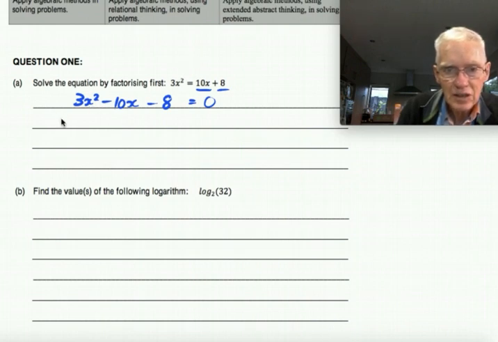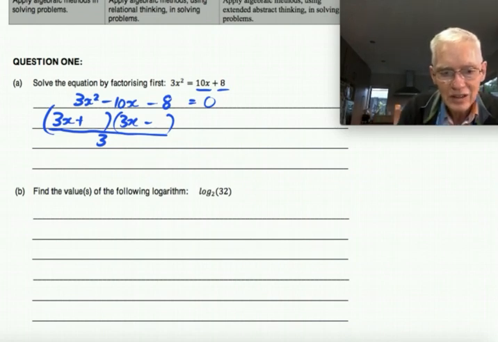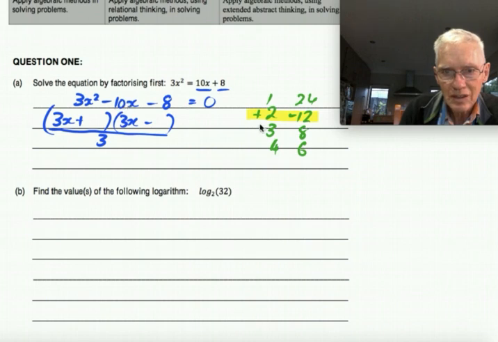You'll need the ACC method or another method. I prefer to use 3x and 3x divided by 3, because 3x times 3x is 9x squared, and we've only got 3 there. And then I have a negative there, so it's plus and minus. Then I list the factors of 24 down the side. I need one times the other to make negative 10. So I can see that 2 times negative 12 is negative 24, and 2 plus negative 12 is negative 10. So I've got plus 2 minus 12.